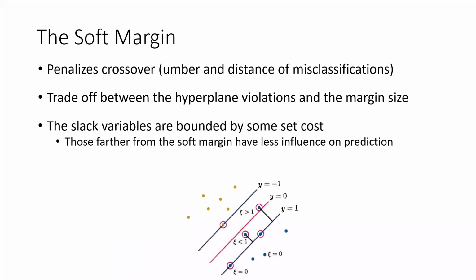As I said, it's going to penalize crossover. So we have a picture here. We have our y-1 and y1. We can see that we have some variables that fall exactly on our boundary at D+ and D-. And then we have some that fall on the wrong side. And we see now that we have a slack variable that's less than 1 or greater than 1, depending on where we are, and a slack variable that's 0 for anything that's either on the margin or outside of the margin. So of course, the further we are from the soft margin, the less influence we have on prediction.